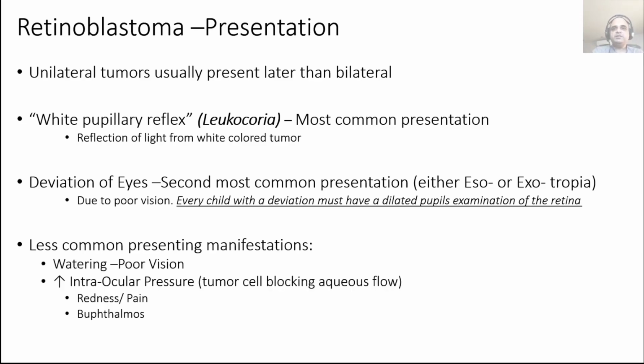Other features of the disease would include watering. That's because of poor vision and the child rubbing his eyes. The other presenting feature could also be pain and redness, and that is because of a rise in pressure of the eye. That is because the tumor is now blocking the drainage channel, the anterior chamber angle at the trabecular meshwork.